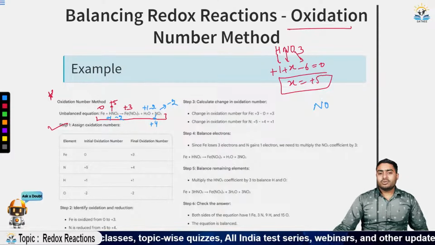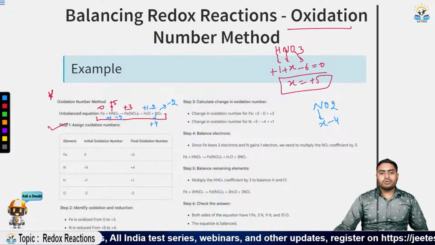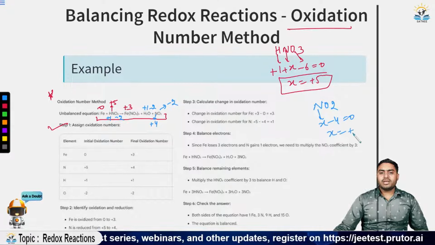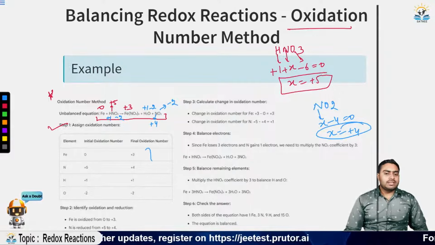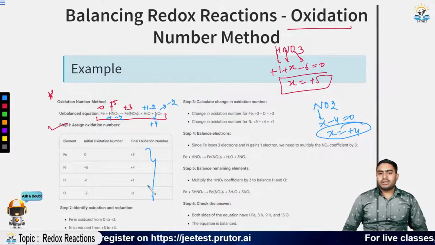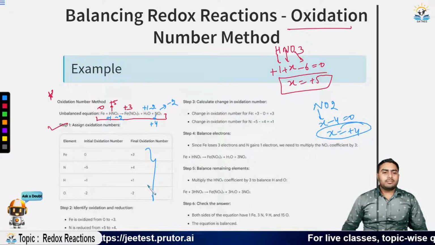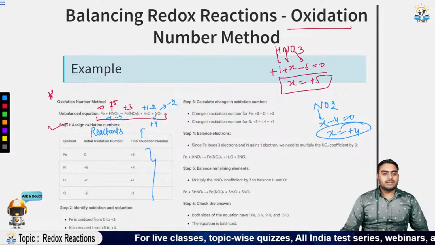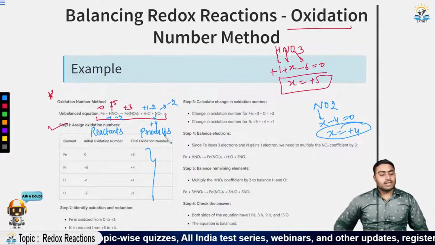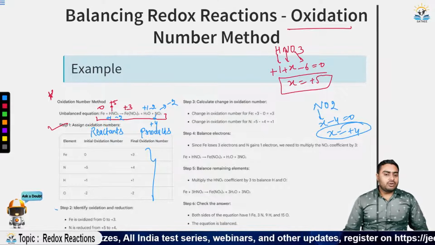For NO2, how to assign? You have to write x here, minus 2 times 2, which is minus 4, equal to 0, so x will be +4. Easy. So you can see the initial oxidation numbers here, for the reactant side, and this will be for the product side. Then identify oxidation and reduction.